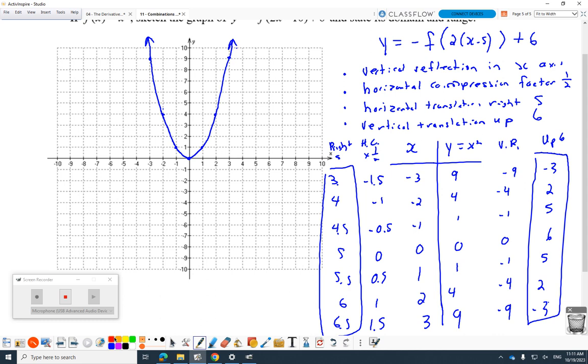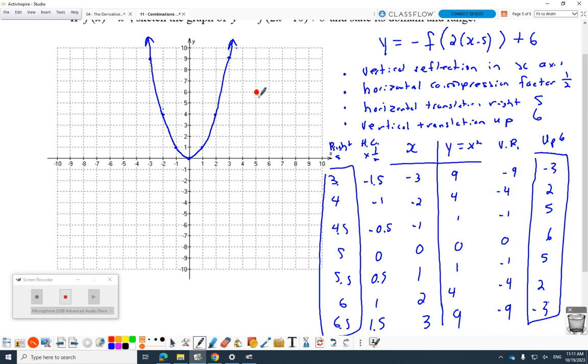Let me try and do it. I'm going to take this 0, 0. See if I end up in the right spot. Vertical reflection the x-axis, that does nothing. Horizontal compression, that does nothing. Right 5, up 6, 2, 4, 6. There it is right there. I got 5, 6. Is that on my table? Yes, the table of values people would get that point.